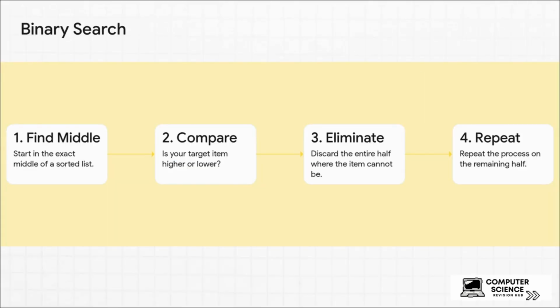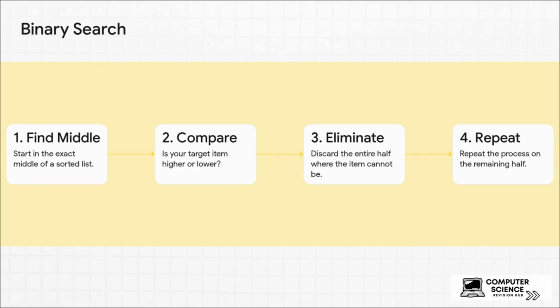Okay, instead of starting at page 1 of our now alphabetized phone book, you crack it open right to the middle. Let's say you land on the name Miller. You're looking for Smith. Right away, you know Smith comes after Miller, so you can literally just ignore the entire first half of the book. Boom, you just got rid of 500,000 names in a single step.